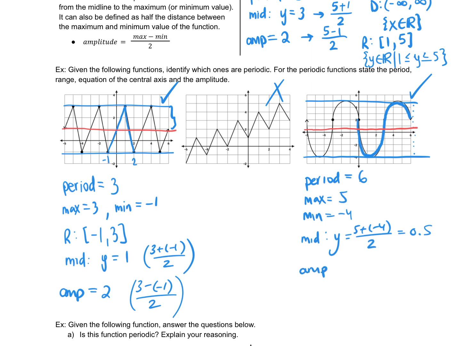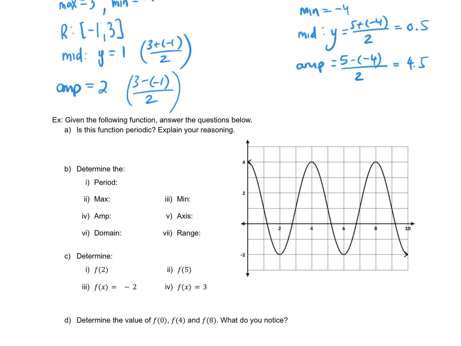For the amplitude, now I can just count my boxes here. It looks like it's 4.5, but if I wasn't too confident in my counting because the midline was a decimal, I can do 5 subtract -4 to get 9, which is the total distance from max to min, and then cut that in half for the 4.5. All right, let's go to the next one.